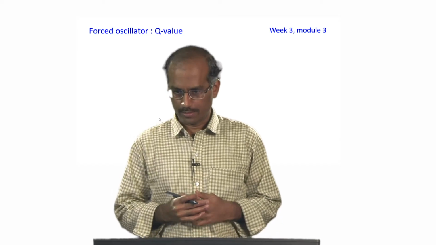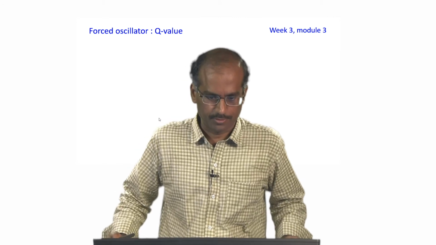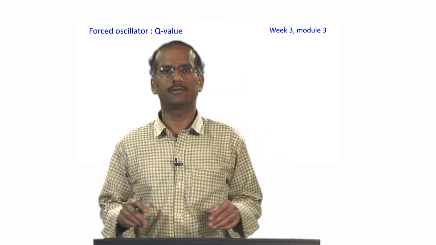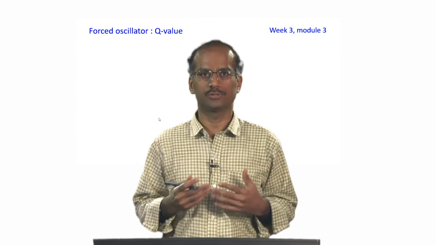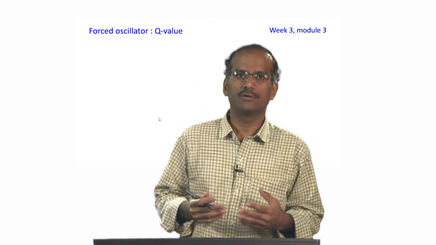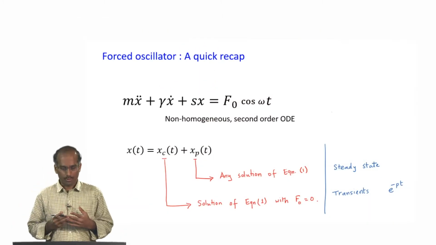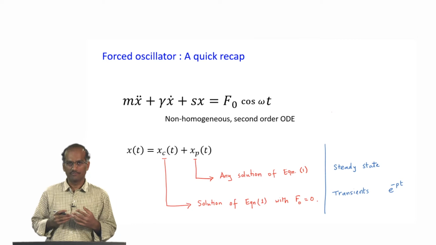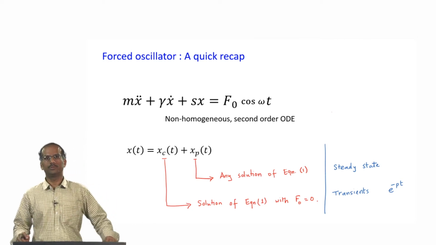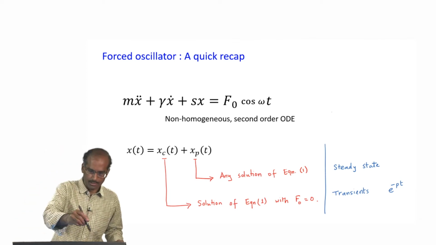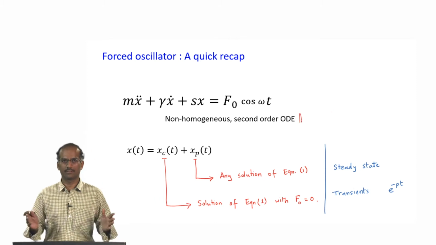Welcome again, and we will continue our explorations with the forced oscillator, and in particular today's module we will look at Q values once again for the forced and damped oscillator. So, we wrote down the equation of motion for a forced and a damped oscillator. Turns out that it is a non-homogeneous second order ordinary differential equation. That is the kind of description.